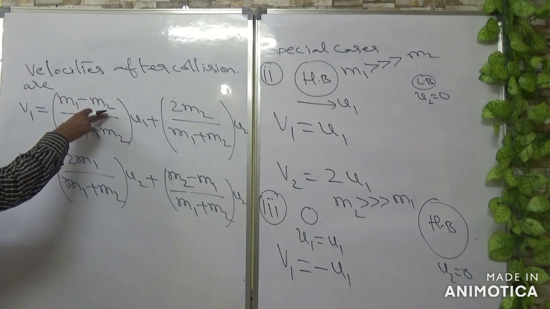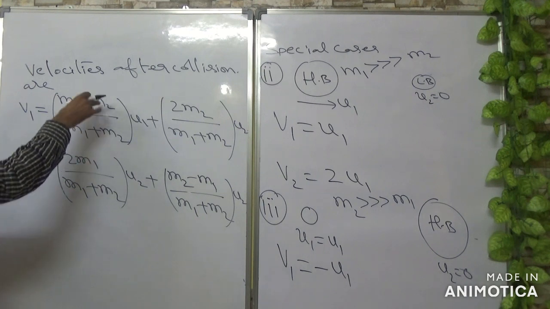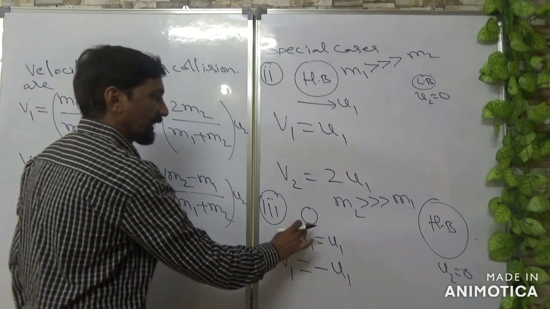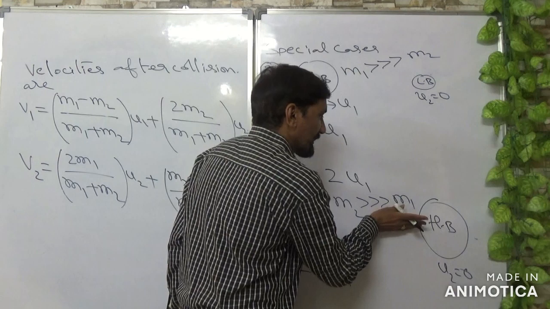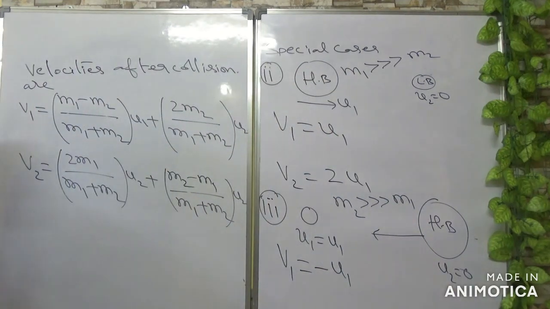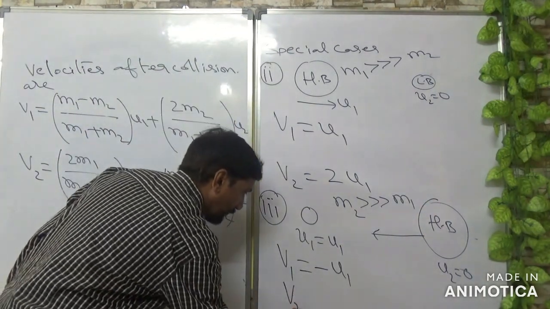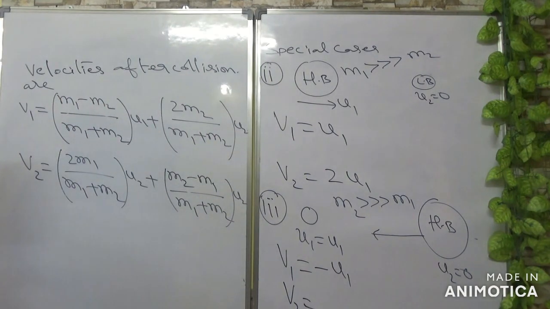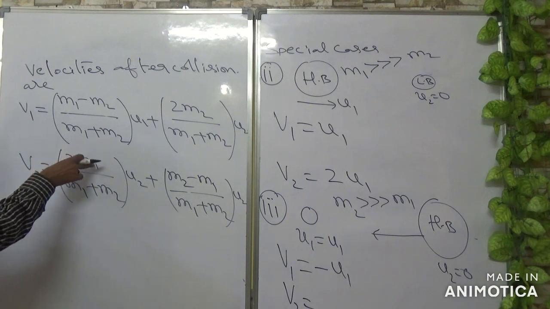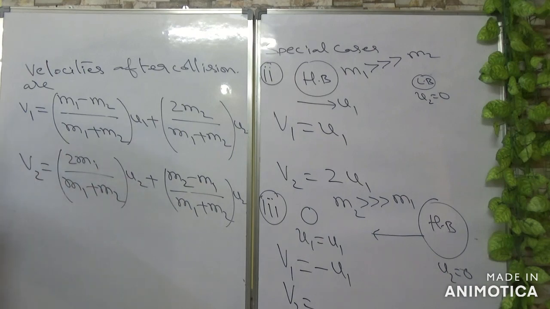Say m1 is 1 and m2 is 1000. Minus 999 by 1001. So this ratio is almost equal to 1 with a negative sign. So we can say when a lighter body hits a heavier body, it comes back with almost the same speed. Now about the final velocity of the second body. 2m1 by (m1 plus m2), means 2 into 1 by say 1001. So it is almost 0 only we can say.